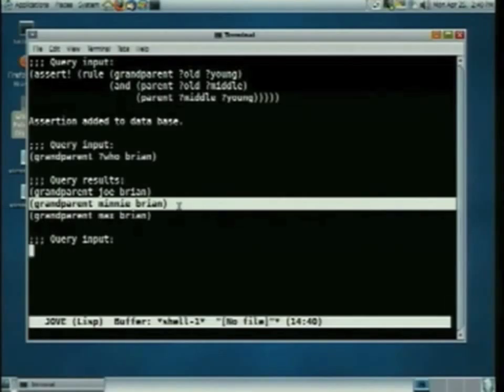So would it be more efficient if the two and clauses were flipped in order? It would for this particular query, but remember you can also ask the question, grandparent, Mini, ?who. And for that it wouldn't be more efficient. But it's a good thing to think about. And sometimes it's a crucial thing to think about because what you get is so inefficient that it never gives you an answer at all. It sits there looping. So we're going to see some things about that coming up later on.